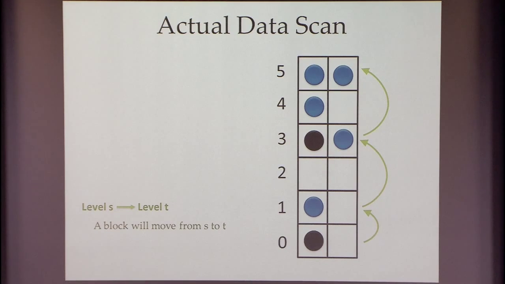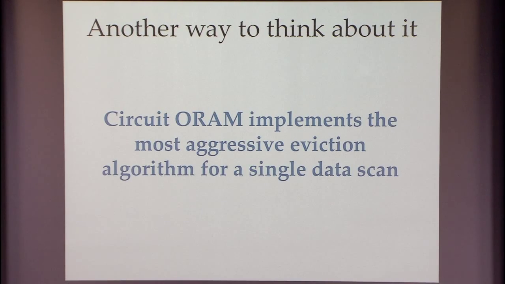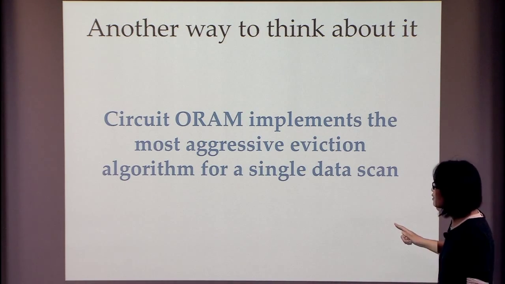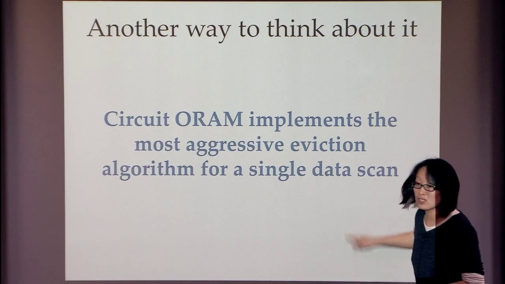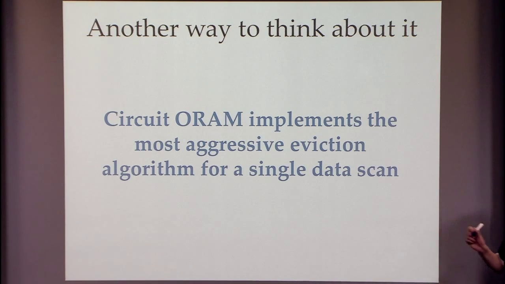Yeah. Just to make sure that you're not actually implementing the most aggressive eviction from the Pathogram. This is a different eviction strategy. It would not necessarily push everything as far as it can go. Right. So this is a milder eviction. It's not the same as Pathogram's eviction. But speaking of most aggressive, it is not the most aggressive eviction scheme over the path, but it is the most aggressive eviction restricted to a single data scan. So that's another way to think about it.